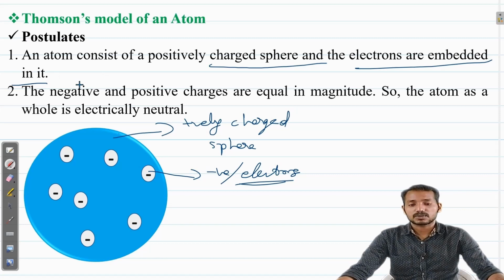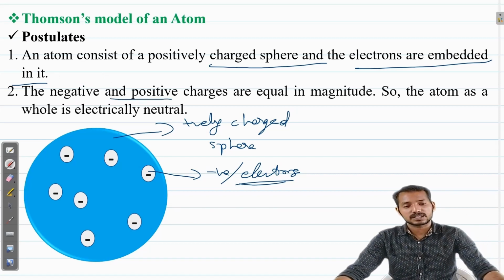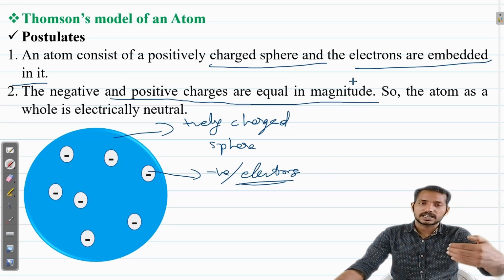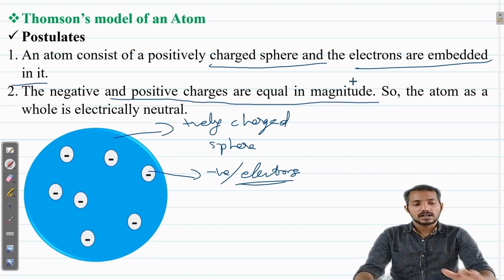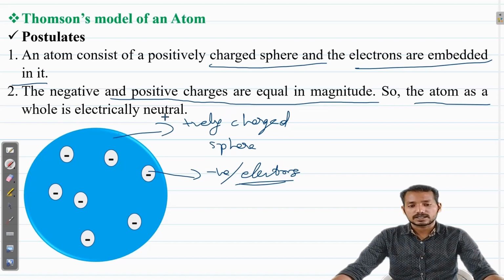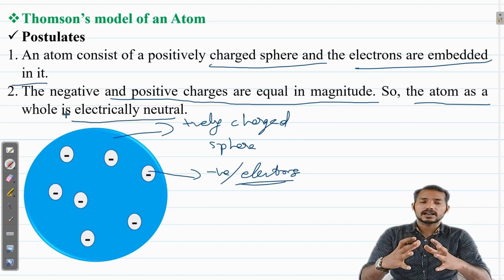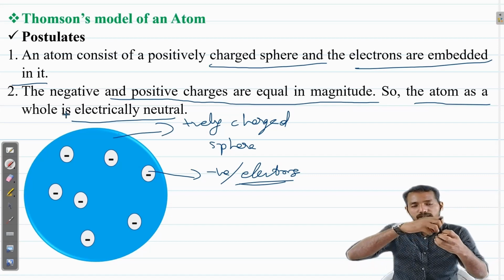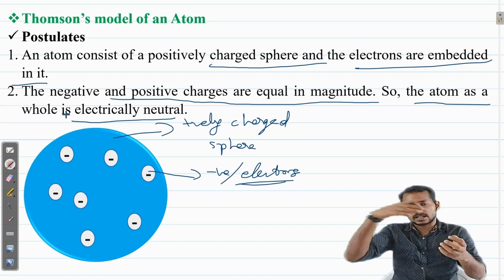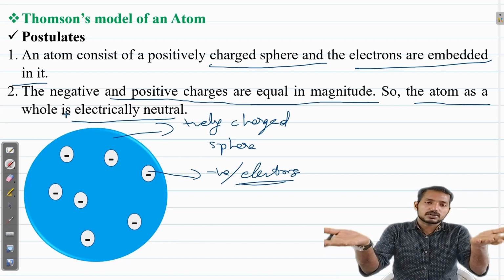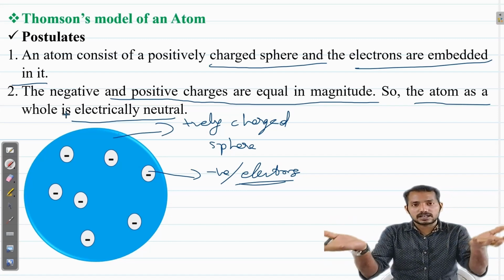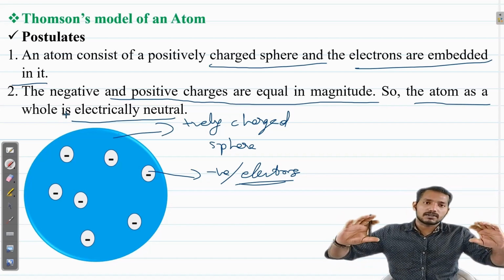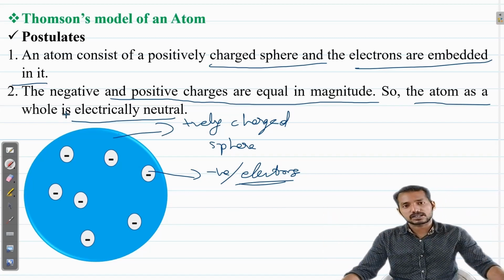The second postulate, which is very important: the negative and positive charges are equal in magnitude. That means the strength of the negative as well as the positive charge is equal. So the atom as a whole is electrically neutral. That's why generally atoms are neutral. While rubbing, some charges from the atoms of one object are transferred to another object, because of an unbalancing of the charges present in the atoms of both objects, and this leads to the development of net charge in both objects.